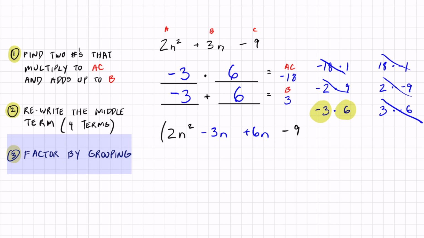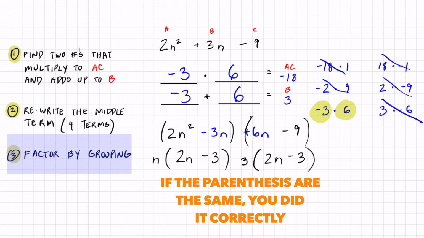But all you got to do is draw 2 parentheses like that, and then take out the common factors from each parentheses. Looking at this one, 2 and 3 don't have a common factor, but n squared and n. You can take out a common n, write that on the outside, and I will be left with 2n minus 3. So my goal with factor by grouping is to get the same parentheses out of the other one. This one I can't factor out an n, but both of these are divisible by 3. So I can take out a 3, I'm left with 2n minus 3. Here's the biggest indicator that your factor by grouping works.